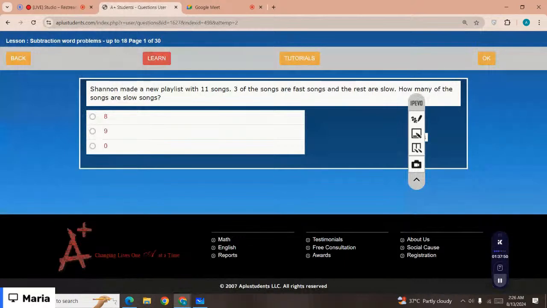Shannon made a new playlist with 11 songs. Three of these songs are fast songs and the rest are slow. How many of the songs are slow songs? So, which is the correct option?